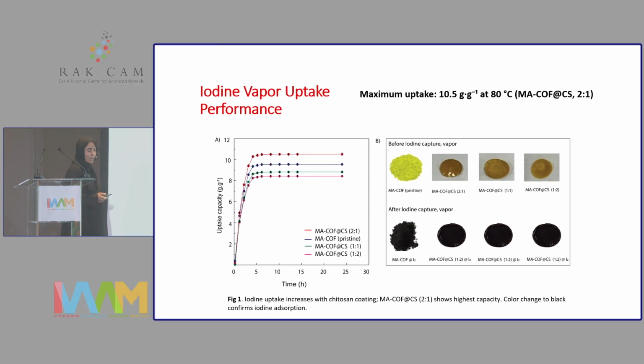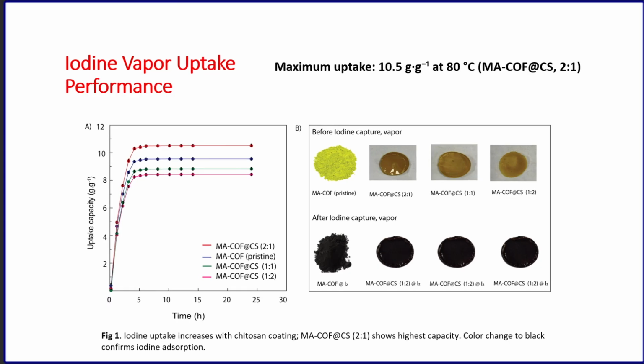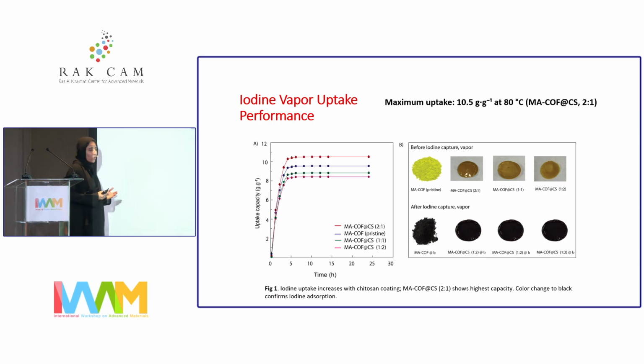The iodine uptake for the hybrid material was around 10.5 gram per gram, compared with the COF alone, which is 9.4 gram per gram. And this happened within 10 minutes at 80 degrees. Also in this study, we prepared different ratios of COF to polymer in the membrane, and we found that when we have double the amount of COF, we have a higher adsorption capacity, which confirms the role of the COF.